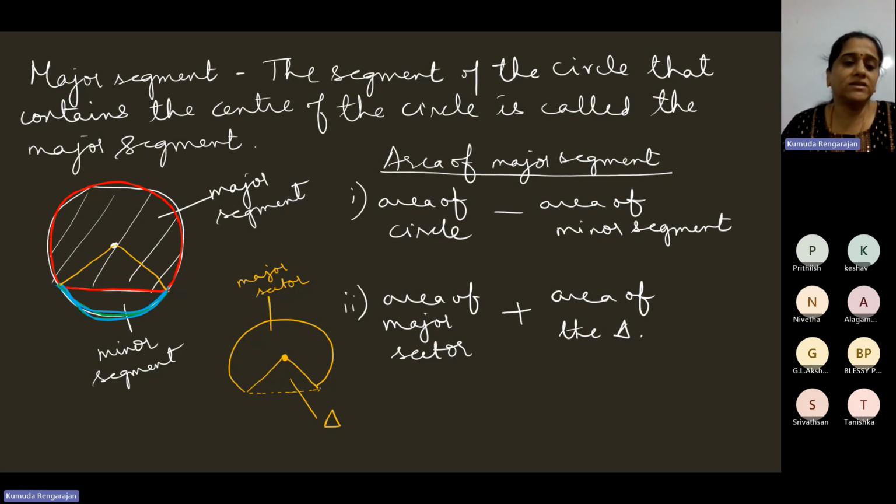There are two ways of finding the area of the major segment. One is the area of the full circle minus the area of the minor segment. Area of the full circle minus the area of the minor segment will give you the area of the major segment. Because minor segment plus the major segment is a circle.